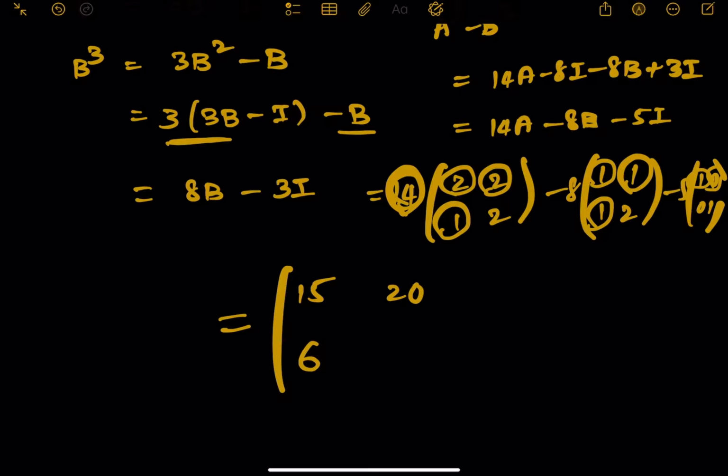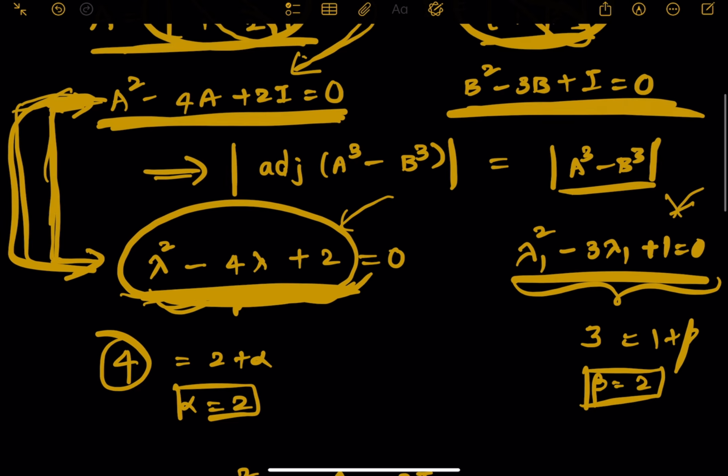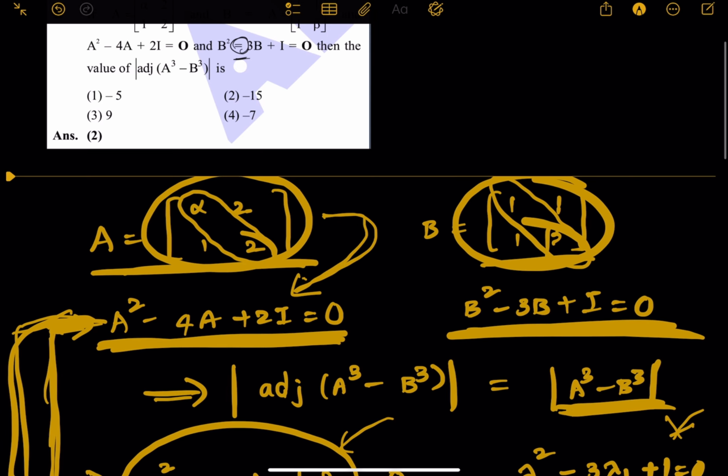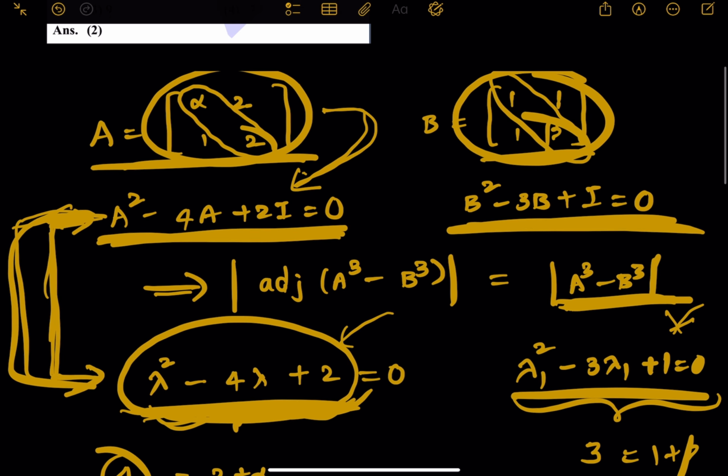And the last term, 14 times 2 is 28 minus 8 times 2 is 16. That is 12. 12 minus 5 is 7. So it is simply 105 minus 120 that is the value of your determinant. So this is minus 15. So this is det of adjoint of a cube minus b cube. So second option.